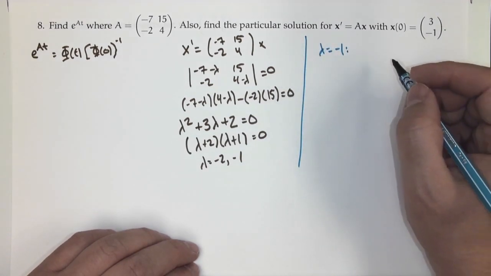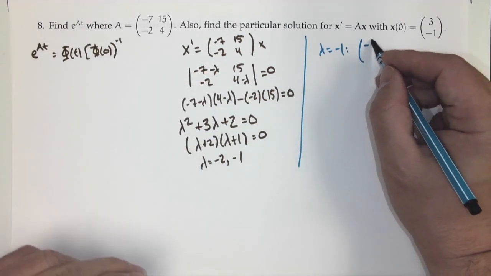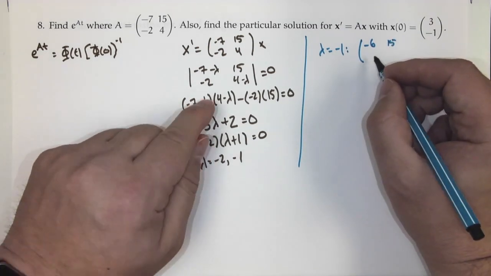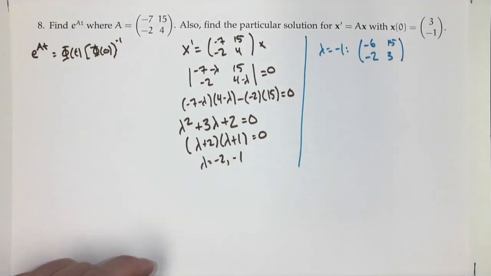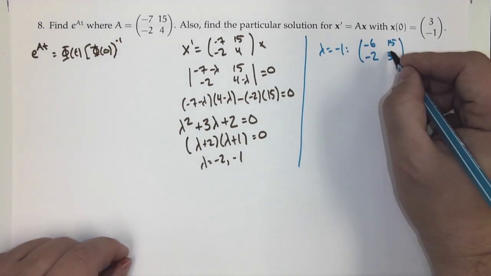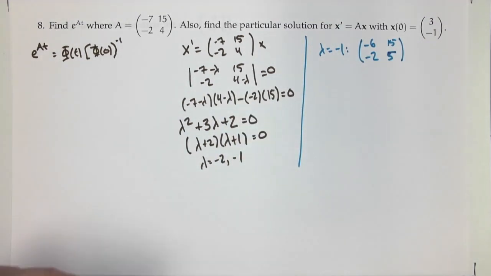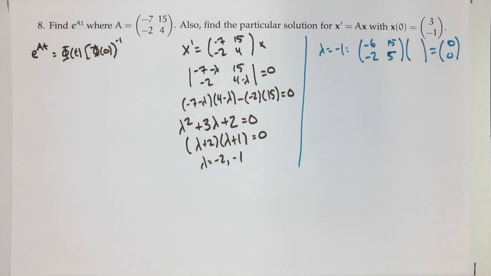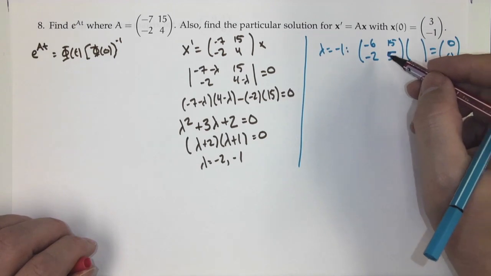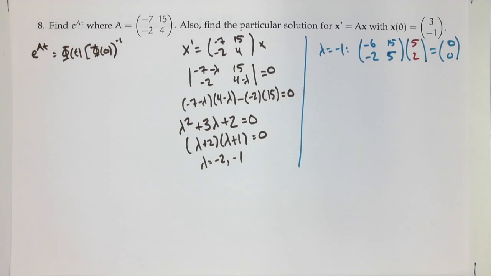We'll start with negative 1. So we have our minus 7 subtract minus 1, which makes minus 6, 15, minus 2, 5. Wait, sorry, not 3, 5. Because it's subtracting a minus 1, so it's adding 1. And we're going to multiply this by something and get 0, 0. Well, is there anything that works? 15, 6. We can also use the bottom row and get smaller numbers, 5 and 2. Okay.